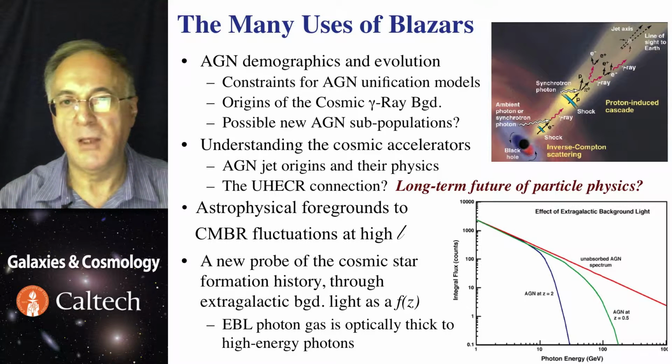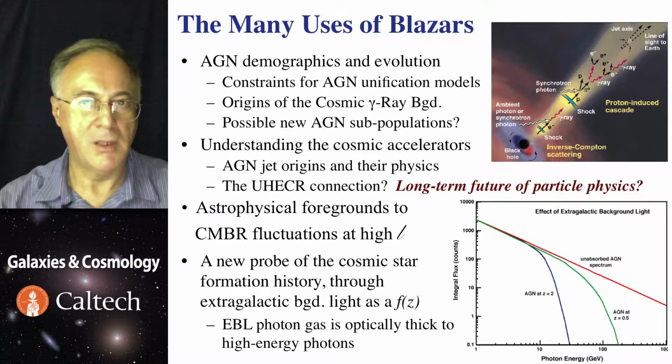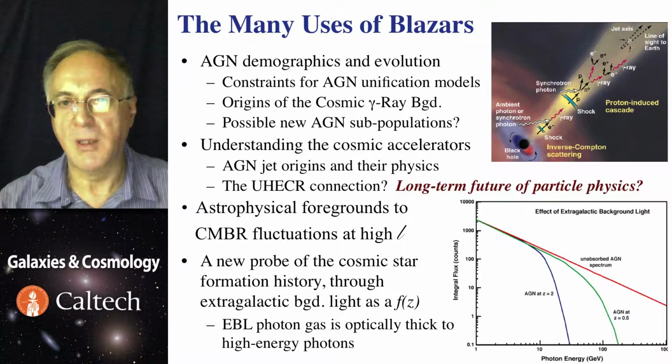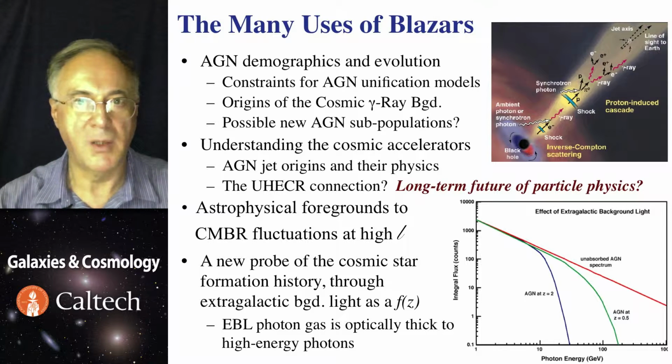And so if you can measure the cutoff in their energy as a function of redshift, you can probe the energy density of intergalactic starlight without recourse to any redshift survey or any deep counts, which is a nice independent way of constraining the history of cosmic star formation.